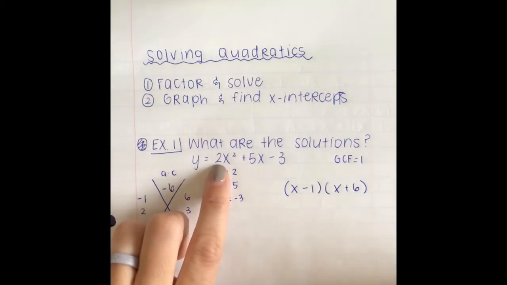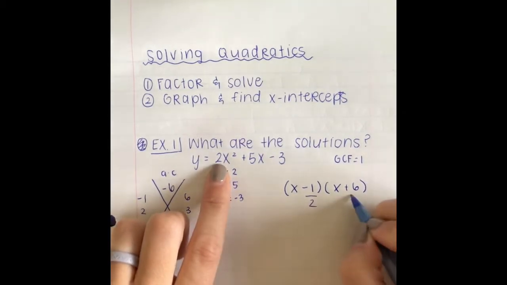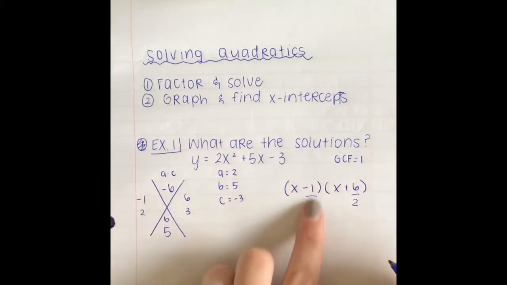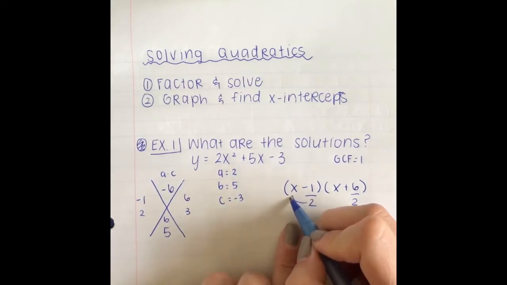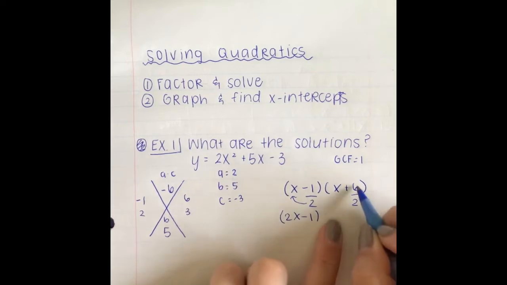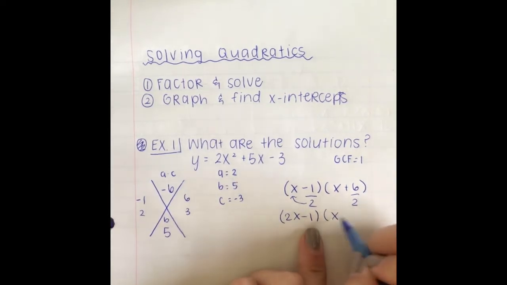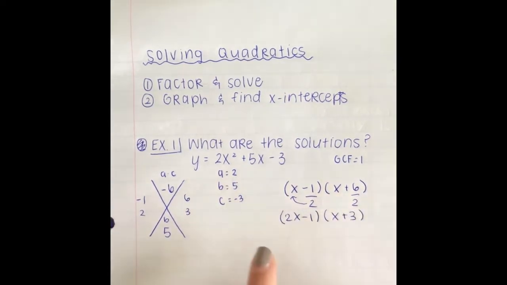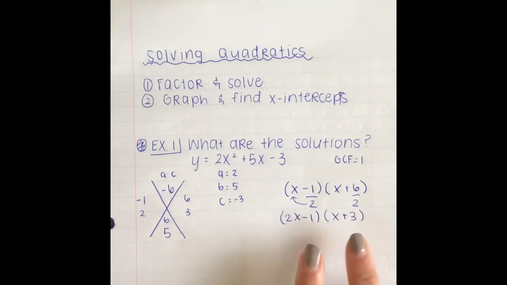And then we're going to go back and divide by that a value, right? This can't simplify, which means we slide the 2 in front. So we get 2x minus 1. And then this does simplify to give us x plus 3, okay? So these are our two factors.